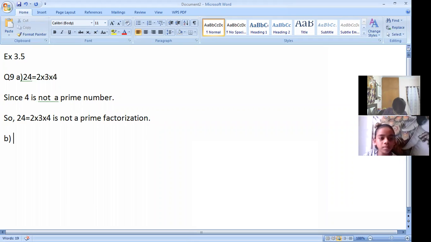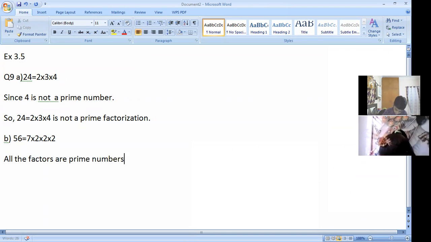In B part, it is given 56 is equal to 7 multiply 2 into 2 into 2. So here you can see all the factors we have. All the factors are prime numbers. So we can say that it is a prime factorization. Clear? Because 7 is also a prime number, 2 is also a prime number.